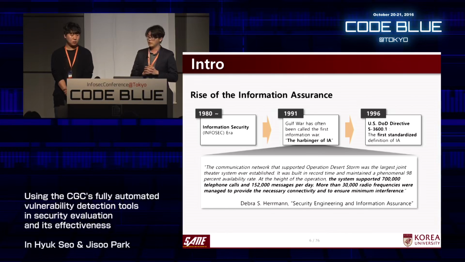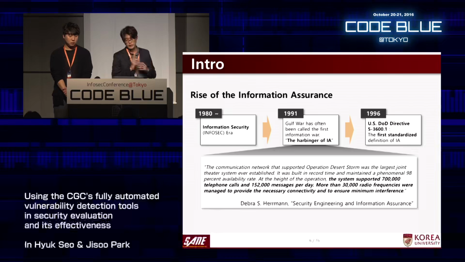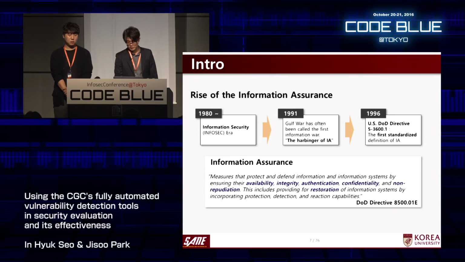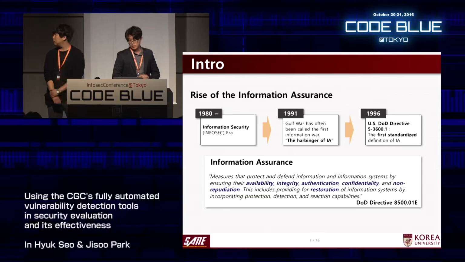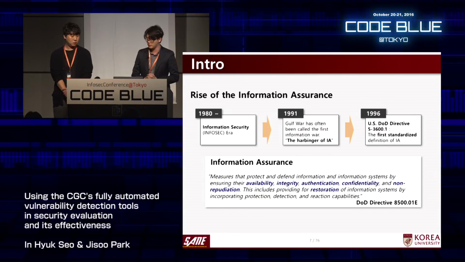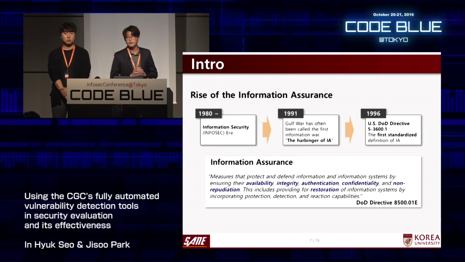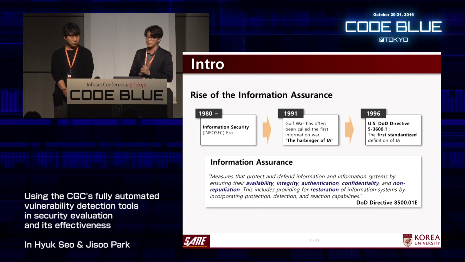After that, in 1996, the U.S. Department of Defense defined the first standardized definition for information assurance in their directive. In the DoD Directive 5200.40, now DoD Directive 8500.01E, the definition of information assurance is written like this. It includes security properties such as availability, integrity, authentication, confidentiality, non-repudiation, and restoration.